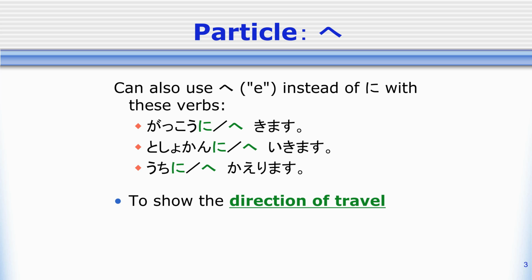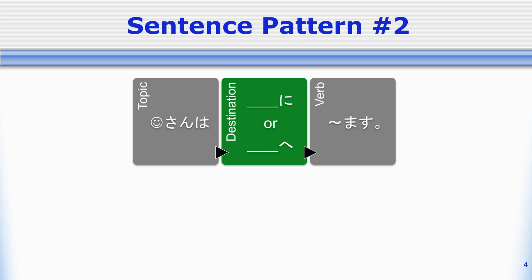This e is a little bit more formal than ni. You might be more likely to find this in writing than you are in speech. But in terms of how we use them, they are used pretty much the same way. So we make our sentence like Smiley-san wa someplace ni or someplace e, and then ikimasu, kimasu, kaerimasu.